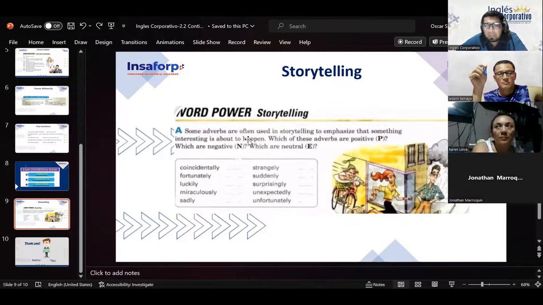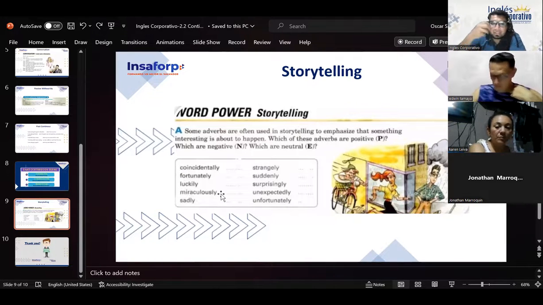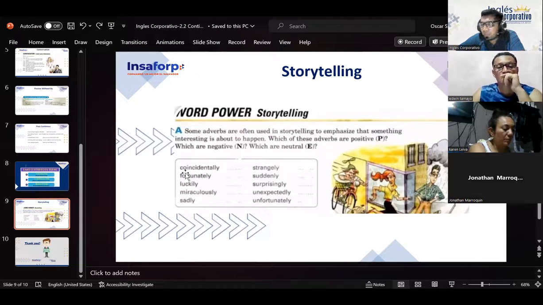So here, some adverbs are often used in storytelling to emphasize that something interesting is about to happen. Which of these adverbs are positive, which are negative, and which are neutral? In your opinion, I don't know if you guys are good storytellers or if you like to read even, but it's something that takes place very often when you have a story on the way and the story is about to introduce a turn of events, something special happening. For example, coincidentally, what do you think about this?